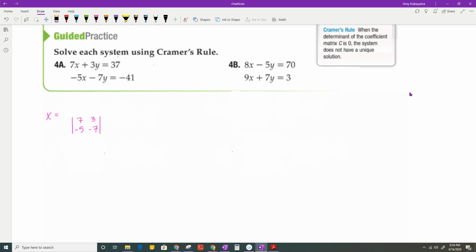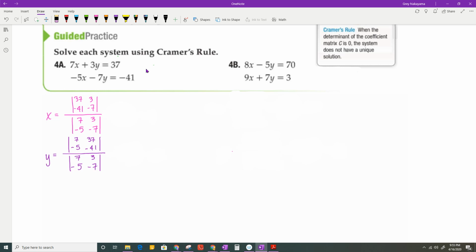That's the determinant of my coefficients: 7, negative 5, 3, negative 7. On top, remember, my x coefficients are going to be replaced by my constants, so it's going to look like that. And when I do the y, there's my y. Again, the bottom is the same, and now my 37 and negative 41 are going to be in the column where the y coefficients were.